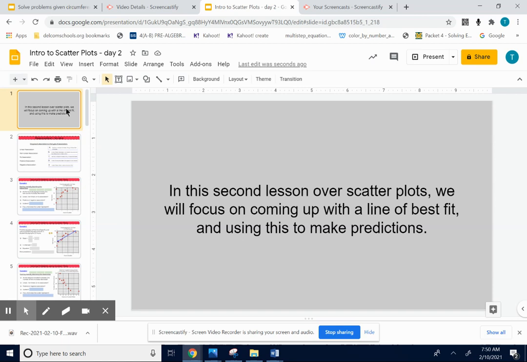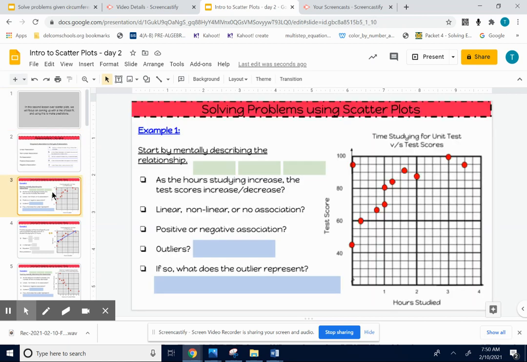We already talked about association, like positive, negative, linear, nonlinear. We looked at some vocabulary, like outliers. For the 3 main problems, I'm going to have one slide asking you questions about the relationships, and then the second slide for each problem is working with a line of best fit. So let's do slides 3 and 4. I think that'll help get you started on the rest of them.